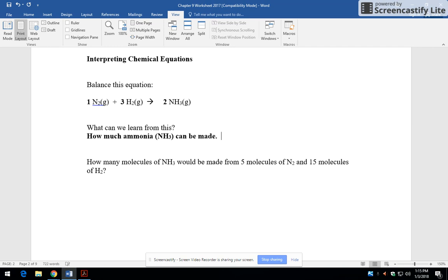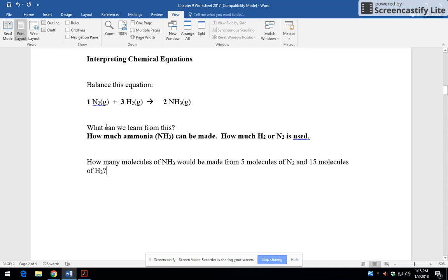You can also learn how much hydrogen or nitrogen is used given a certain set of circumstances. So, for instance, let me give you this example. You see what I mean? How many molecules of ammonia could I make from 5 molecules of nitrogen and 15 molecules of hydrogen?